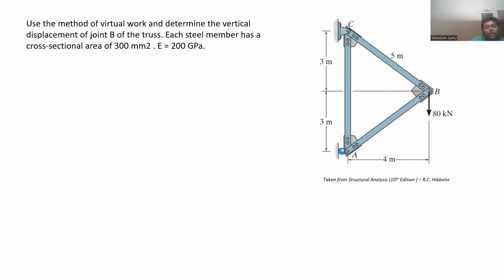We need to determine the vertical displacement of joint B. Vertical displacement of joint B means this joint, how much it is moving in this direction. So first, step 1, calculate the reaction forces, or support reactions.